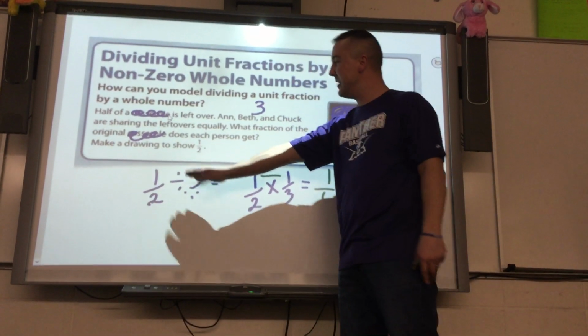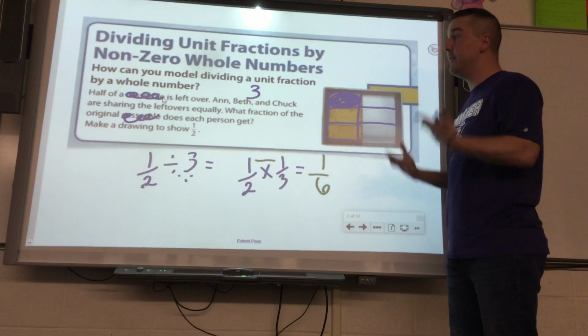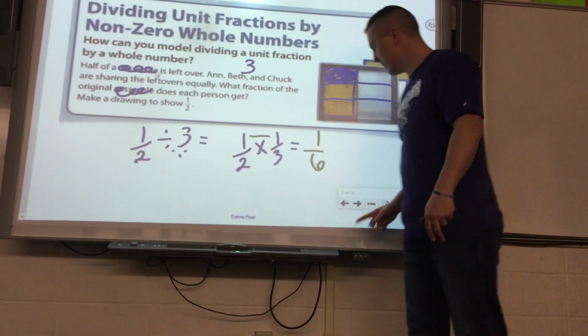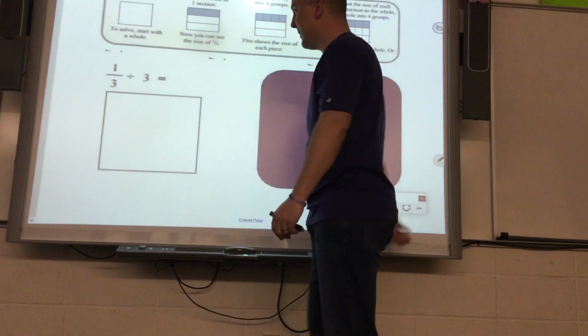1/2 divided by 3, the half that was originally there divided by the 3 friends. They each get 1/6 of the original. Remember, flip the second number. Let's go do some other ones, okay? So here, I'm going to take 1/3 and I'm going to divide it by 3.